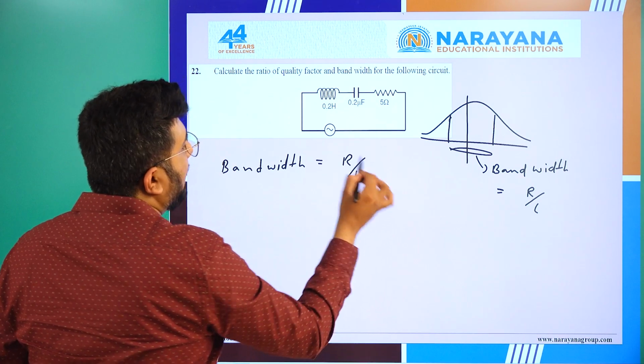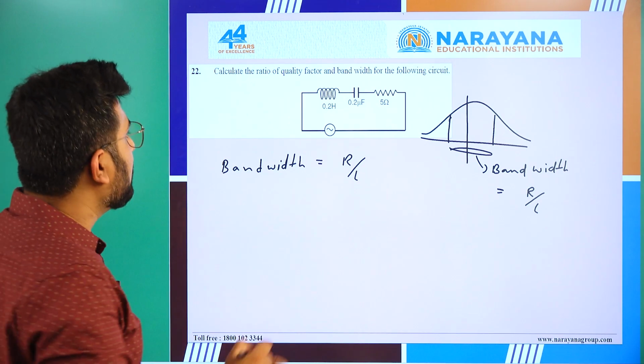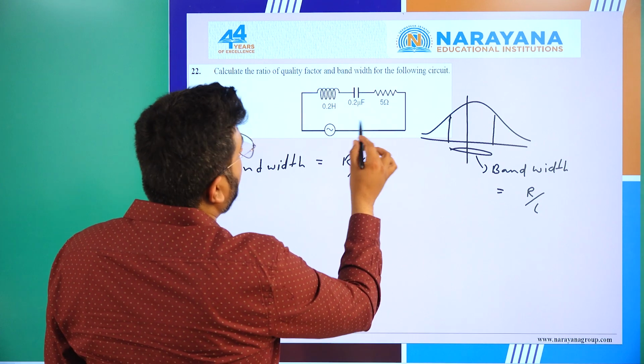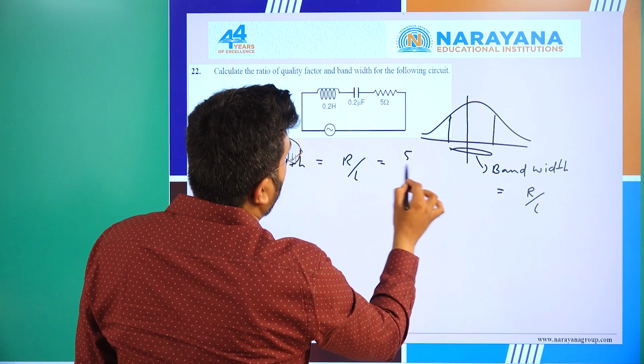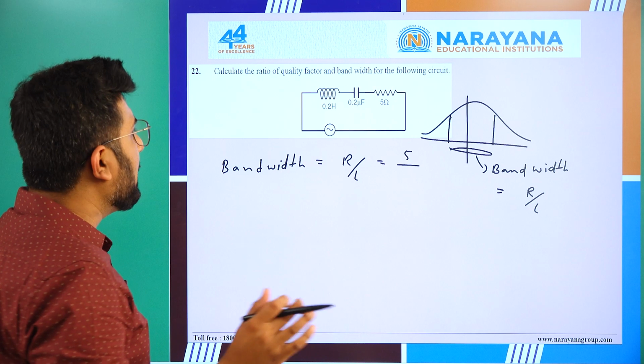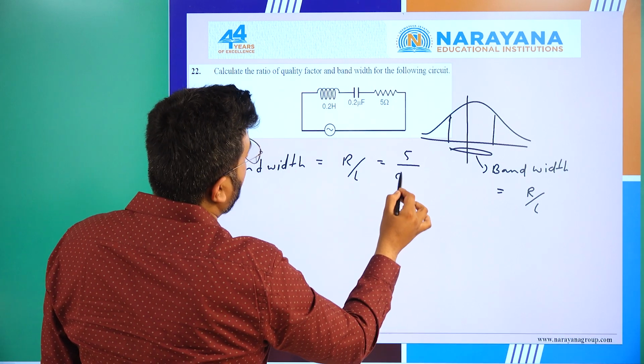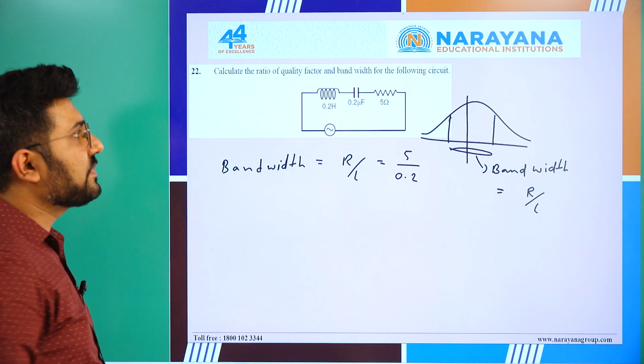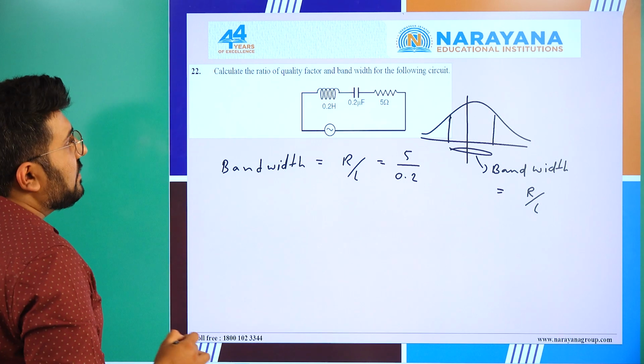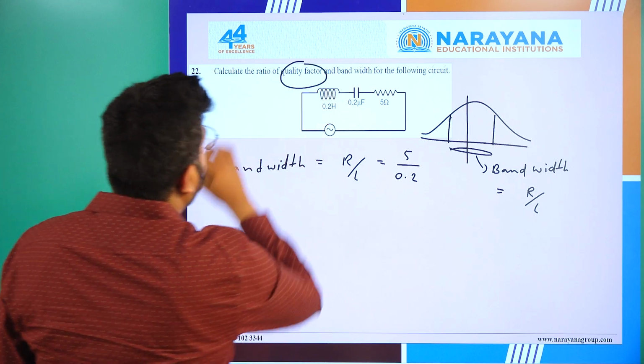So the angular bandwidth is equal to R by L. So let's find the value of the angular bandwidth. The resistance is 5, divided by the value of L, which is 0.2. Okay. Now, the next one is quality factor.